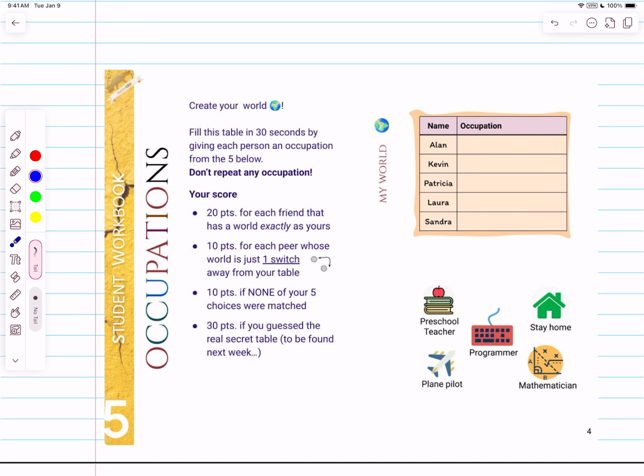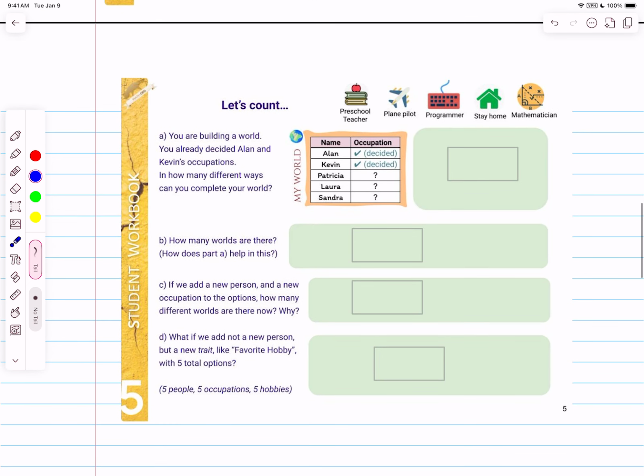Now, of course, there is also math. It's continuing the theme of this lesson. And there's a lot of combinatorial problems that you can do. So these problems are pretty challenging, so I don't expect all your students to get through all of them. But if a student is particularly precocious or enthusiastic or really wants to be challenged with some math, these are some great problems. So first off, you're building a world. You've already decided that Alan and Kevin have specific occupations. You don't know which, but you've just decided they're already fixed. So how many different ways can you complete your world? I'll let you think about it for a sec, but I believe the answer is 60.